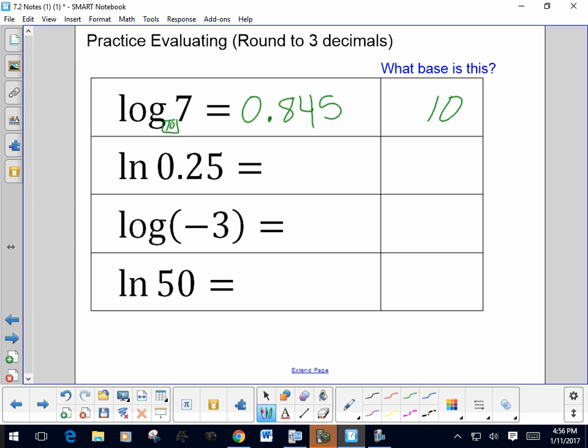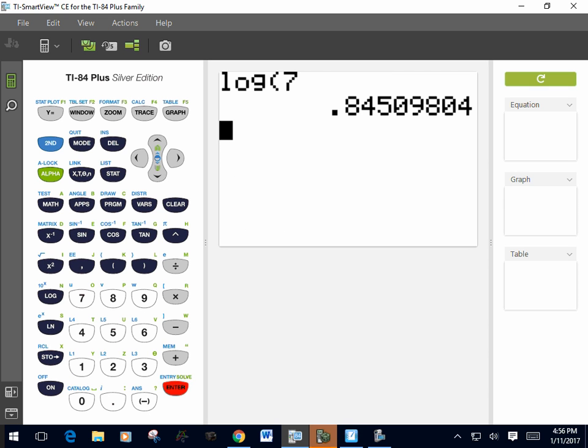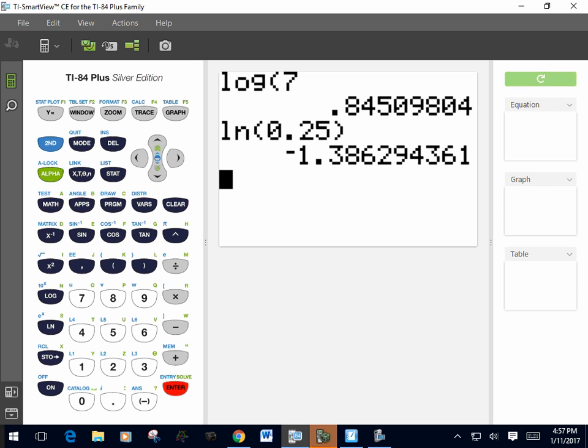We want to know the natural log. So remember ln is the natural log. It's base e, which your calculator knows. If we want to know that, it's the button below the log, the ln button of 0.25, I think it was. And that would be negative 1.386.